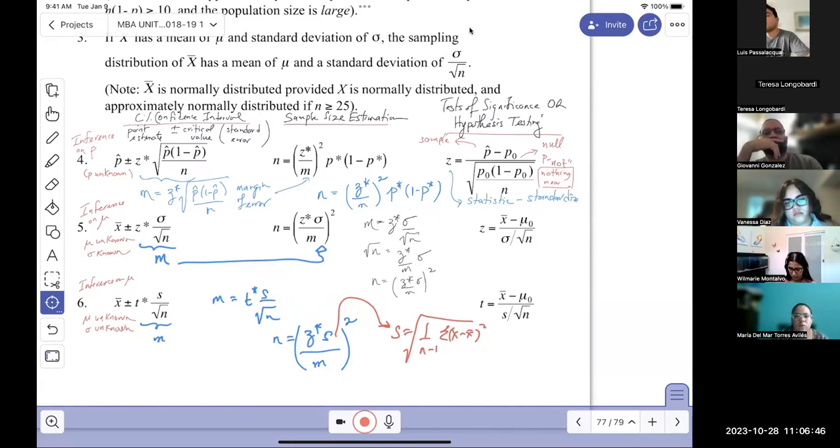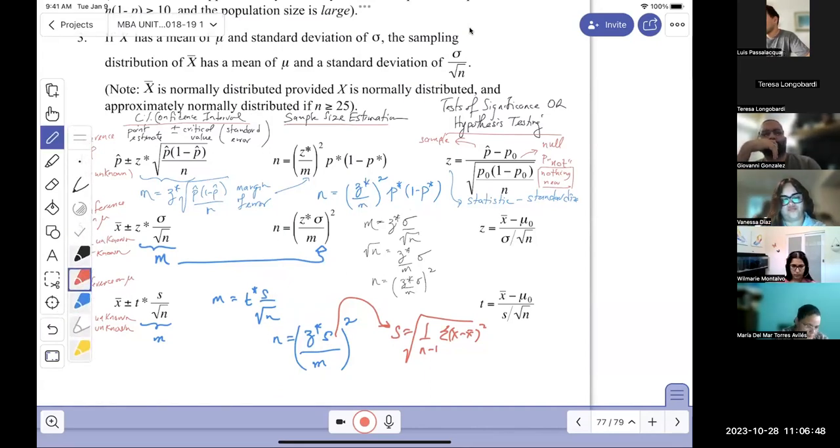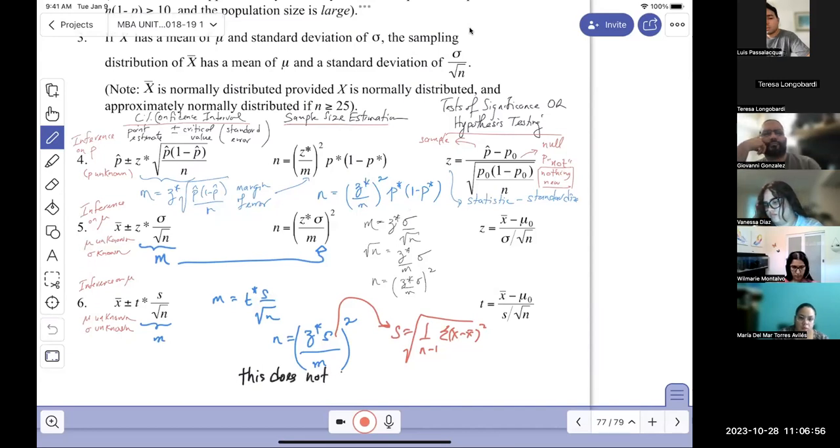Got it? So basically, this does not isolate N, so it can't be used the way the other ones are. Then you could do it in another way, but we're not going to get into that. It's outside the scope of the class.